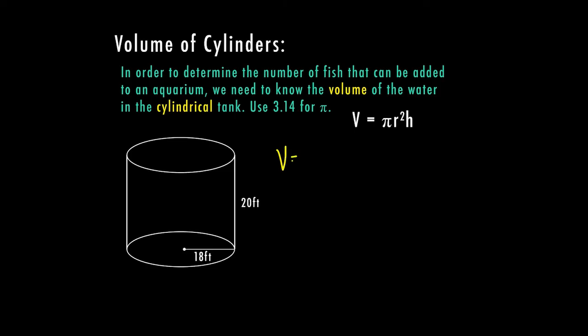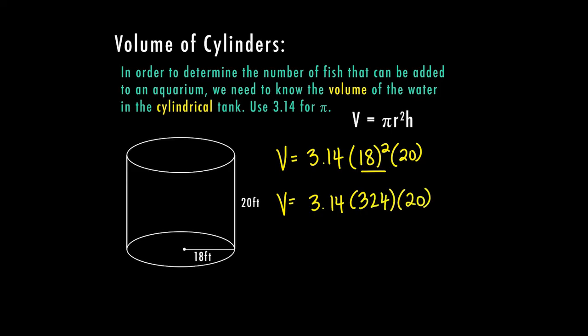So again, we're just going to fill in the blanks. Pi is 3.14. 18 is my radius, so that has to be squared, times 20. Again, order of operations tells me to do my exponent first. So now I have 3.14 times 324 times 20. And when you calculate this out, you get approximately 20,347.2 feet cubed.